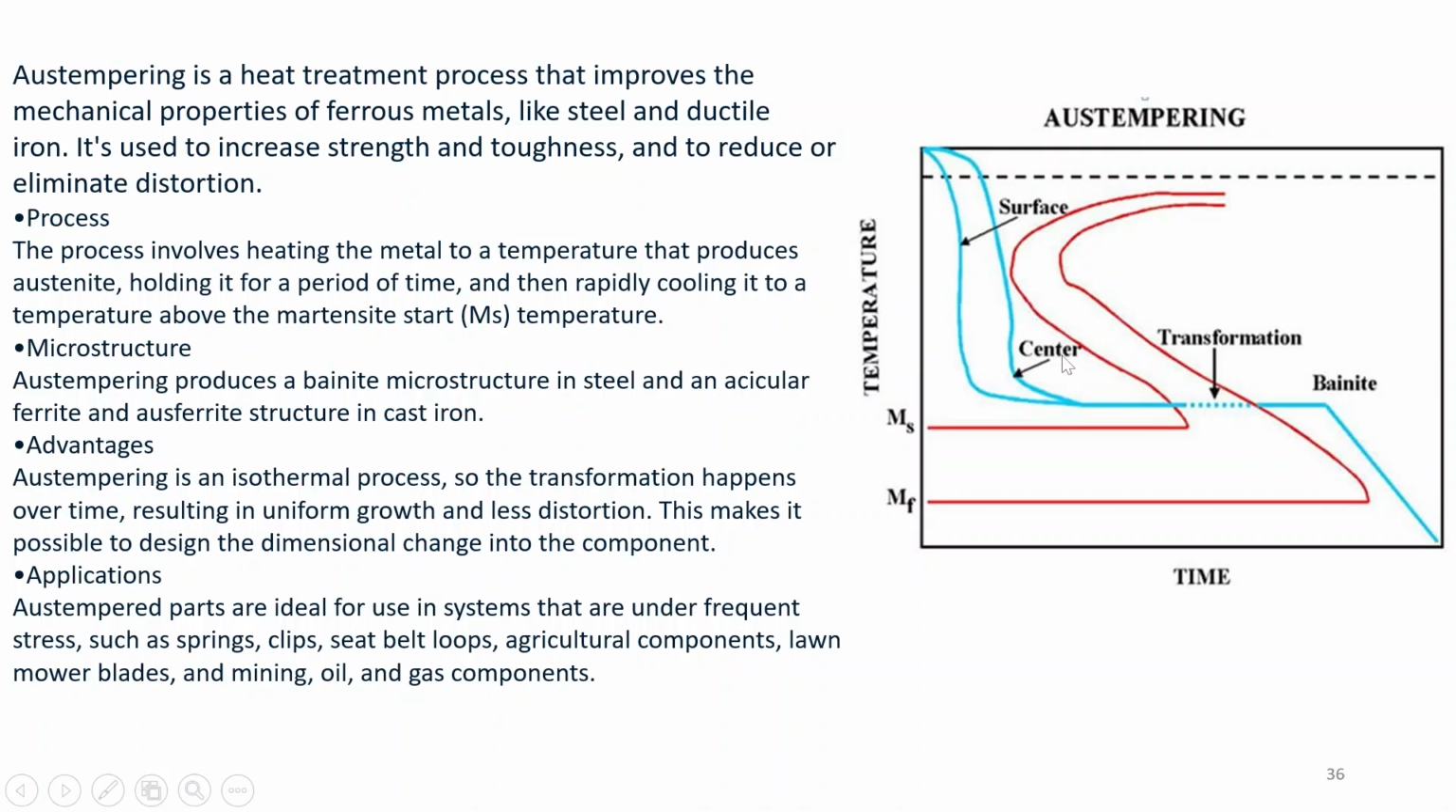So here you can see the cooling curve for the tempering. Here the temperature on surface and center are different, and then after holding at a particular temperature this becomes uniform, and after this transformation the metastable austenite converts into bainite. This process is more economical compared to the formation of martensite followed by tempering.